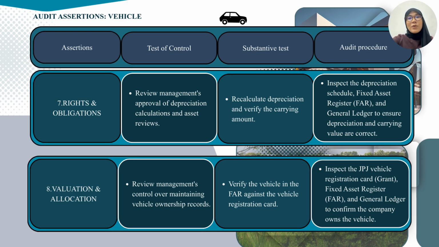Last but not least, valuation and allocation. The auditor will review management's control over maintaining vehicle ownership records. For the next one, verify the vehicle in the FAR against the vehicle registration card. And the last one, the auditor inspects the JPJ vehicle registration card, FAR, and general ledger to confirm the company owns the vehicles. For example, a vehicle costing 100,000 is depreciated over 5 years. The auditor checks the carrying value is calculated correctly after depreciation. That's all from me.